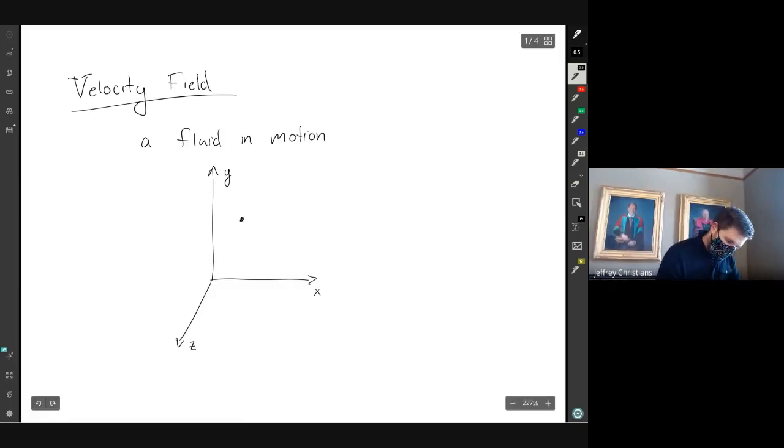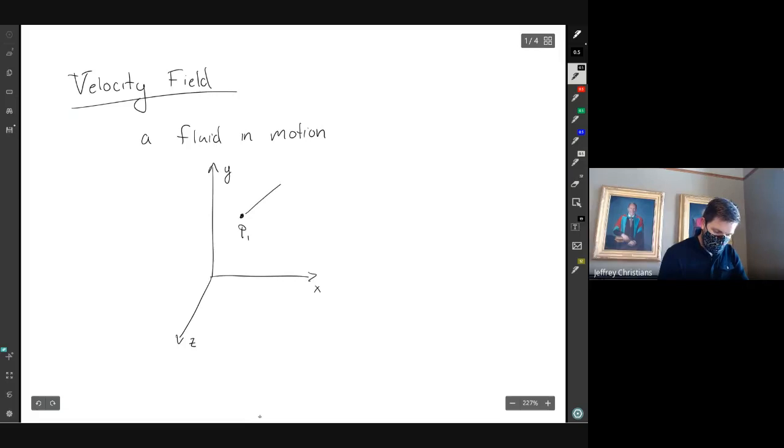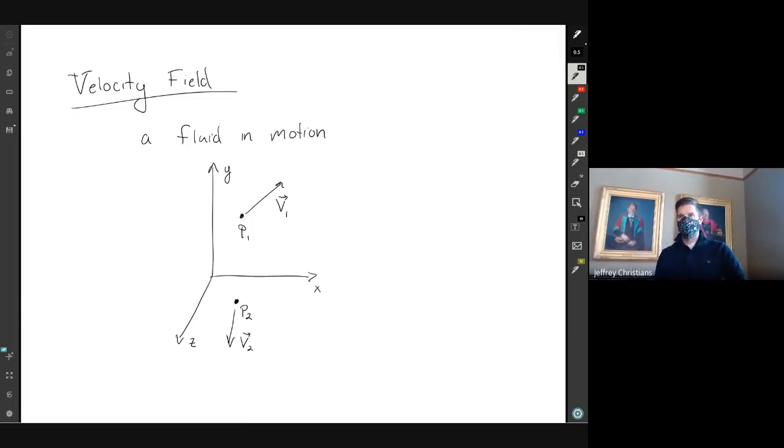And we're going to look at a particle of fluid, some point in our fluid, and say, okay, how is that particle of fluid moving at this instant in time? Maybe it's moving somewhere like that. So we'll call this velocity of 1, or v1. And maybe there's a different particle of fluid somewhere down over here that at this moment in time is moving in a different direction.